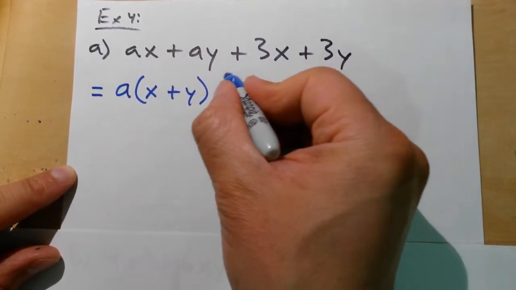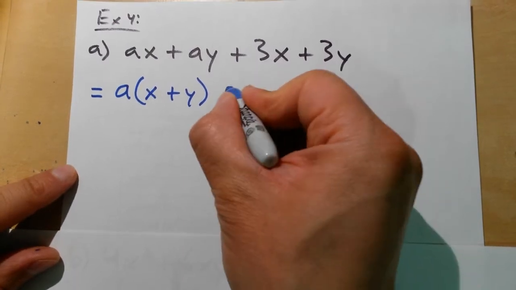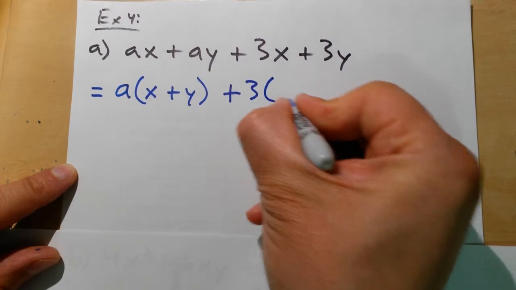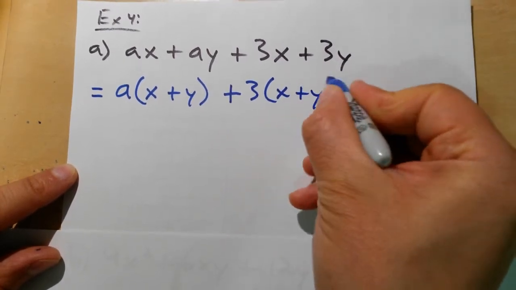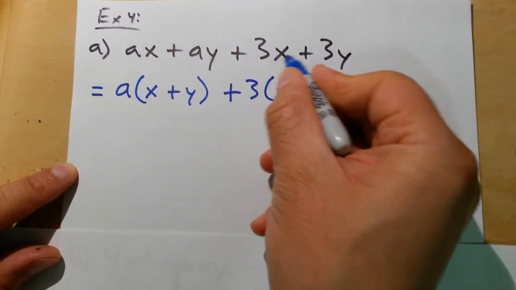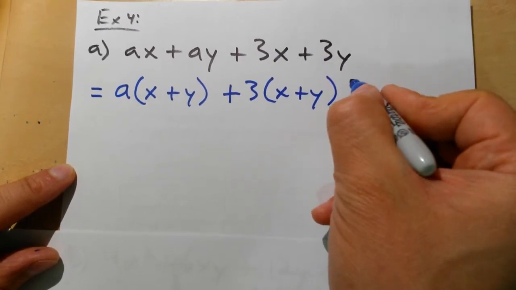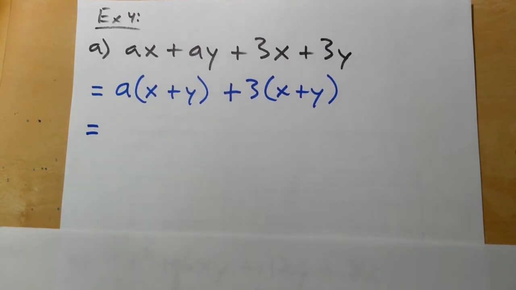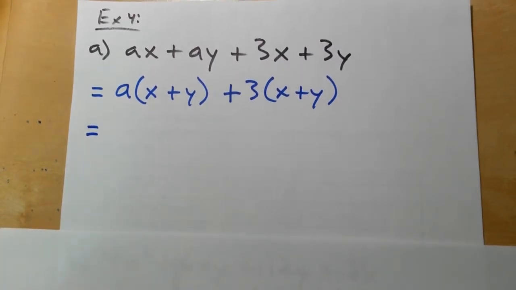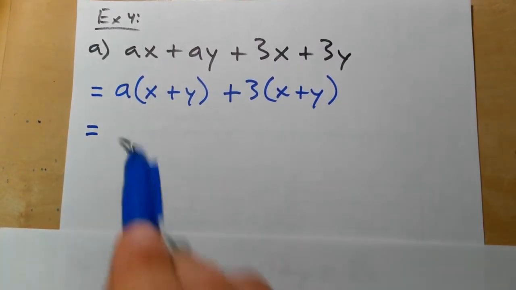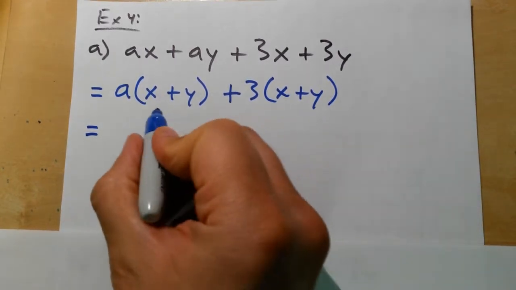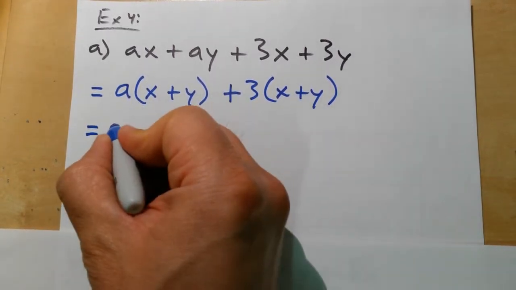And then, next, let's factor out the 3. We already pointed that out, and this becomes also x plus y. 3 times x gives us 3x, 3 times y gives us 3y. Now we're at this point: a times x plus y plus 3 times x plus y. We look at this again and ask, is there a common factor among these? Yes, this binomial, x plus y. So let's factor out the x plus y.